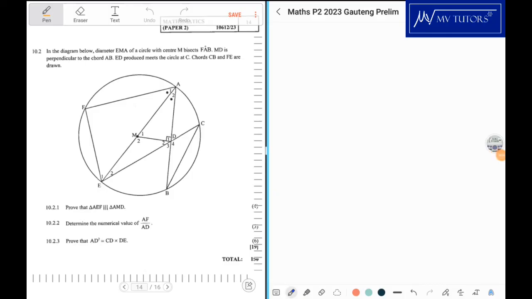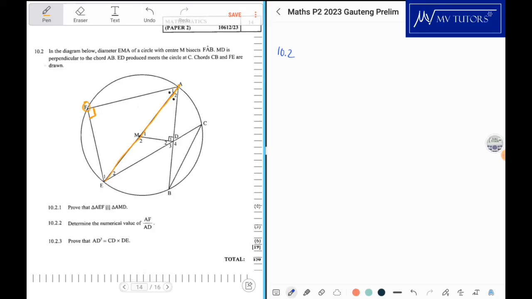Alright, 10.2. In the diagram below, diameter EMA of a circle with center M bisects angle FAB. Okay, so EMA, our diameter, there it is. So it bisects angle A, all right? And if we have a diameter as a chord, the angle it subtends is 90 degrees, right? So we know that F is 90 degrees while we're at it.